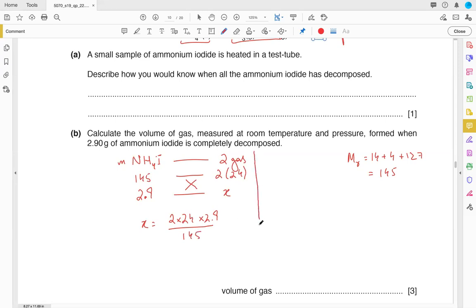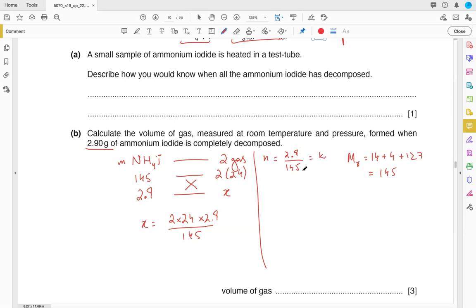Now, if somebody doesn't like this method or they're not comfortable with this method, then we have the traditional method, which is that because you are starting off with mass of ammonium iodide, you first find the number of moles. So number of moles of ammonium iodide is going to be mass divided by MR, and MR is 145. So you do that, you will get a certain number. Let me just call that K. I don't have a calculator.